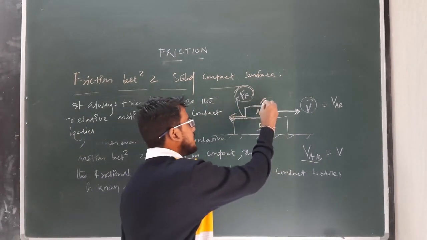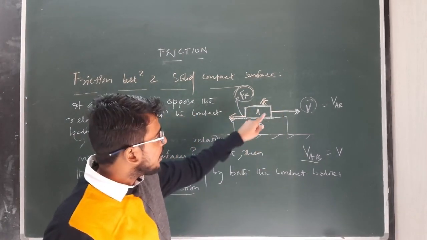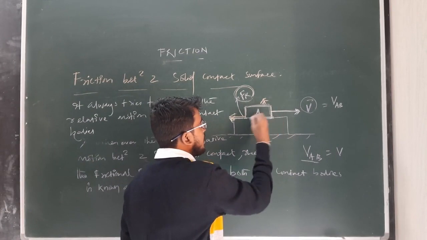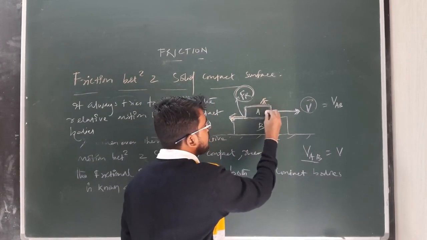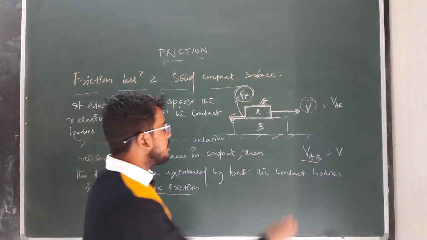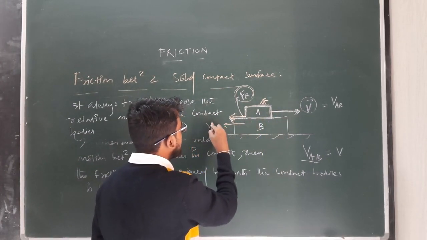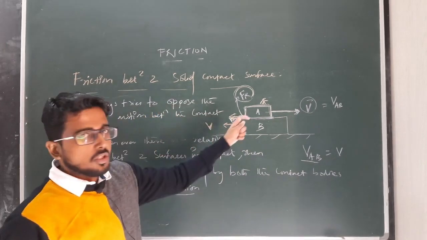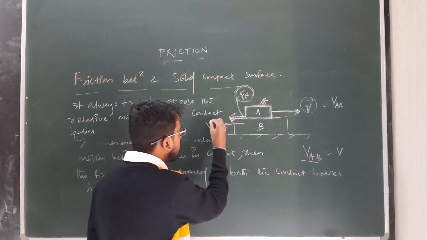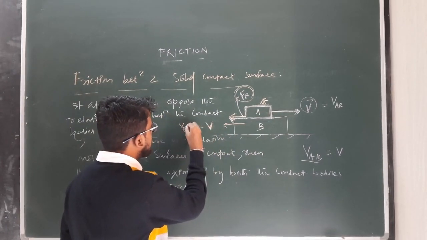Okay, but if someone is sitting on block A, then for him block A is the frame of reference, so from block A he has to observe the motion. As this frame is moving along this direction, the observer sitting on block A observes that block B is moving in the backward direction with the same velocity VA. So the observer observes that block B is moving backward with velocity V. That means this is the velocity of B with respect to A.